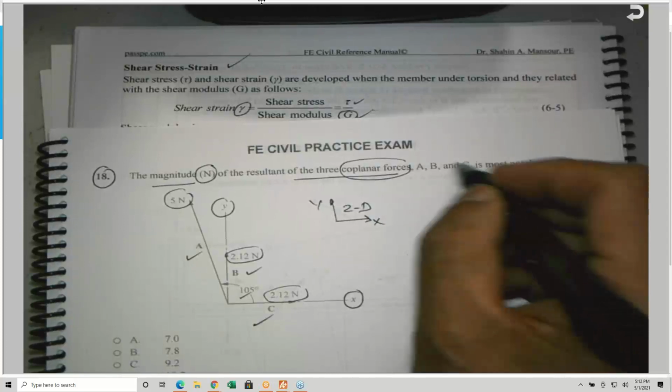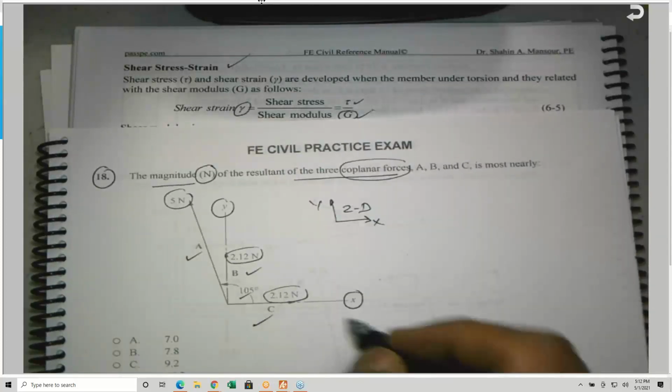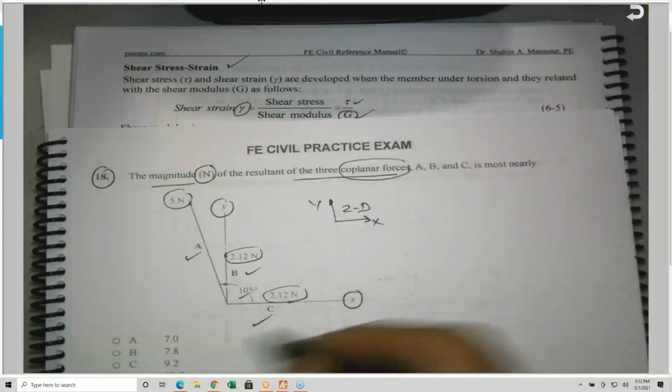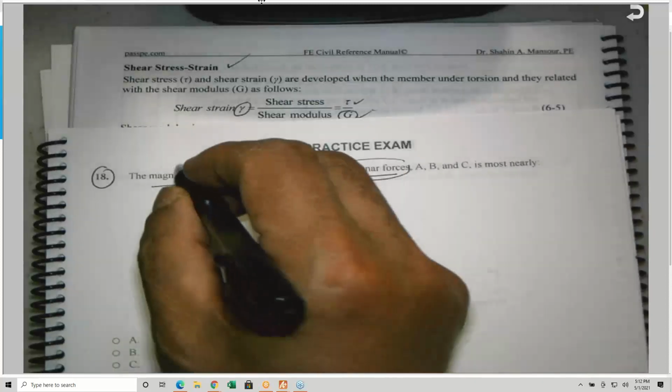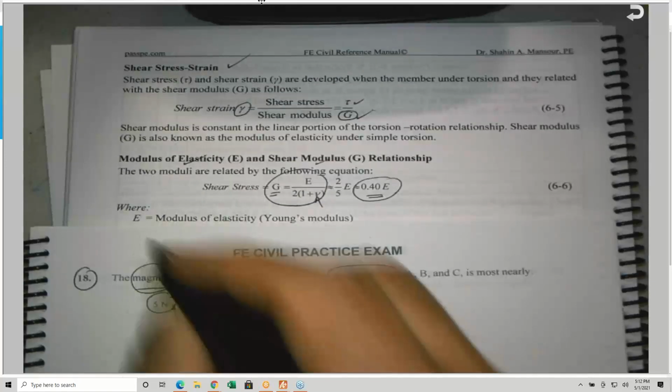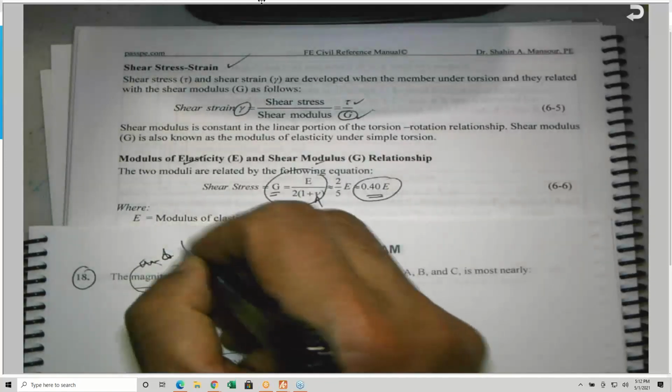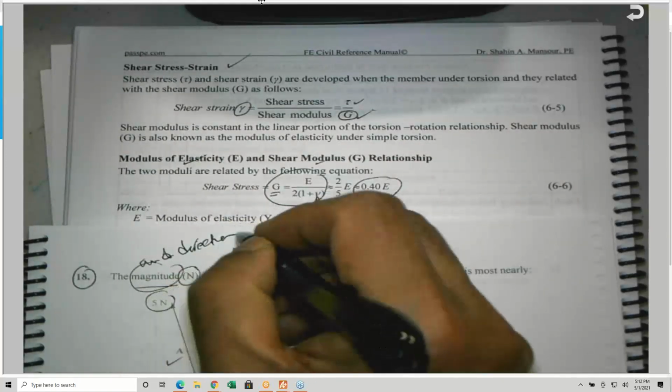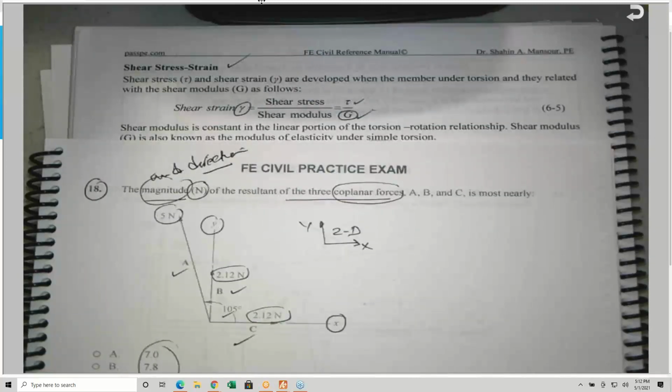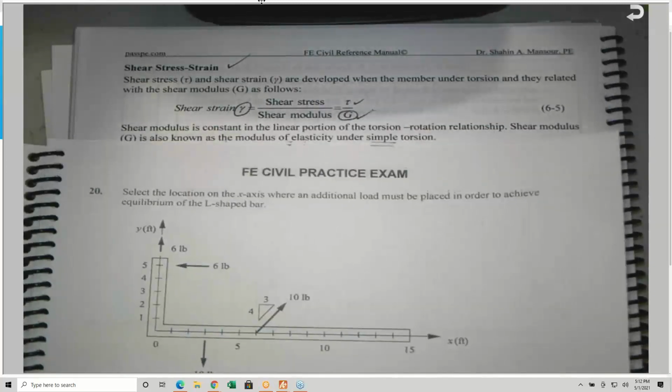So we talked about this, the resultant. He's asking only for the magnitude, by the way. Sometimes they ask for the magnitude and the direction. And the direction, as we solved before, we have an equation for, which is the angle theta and so on. So I needed you to be aware of that.